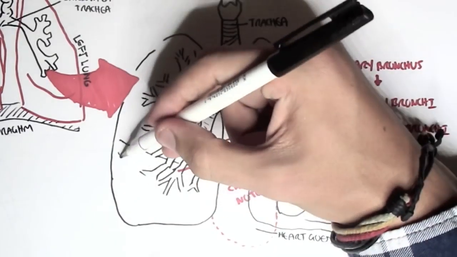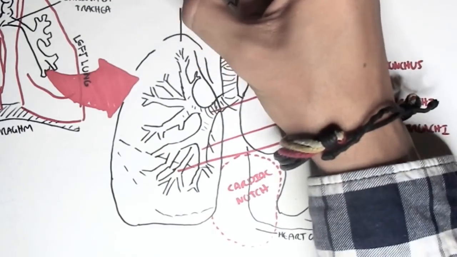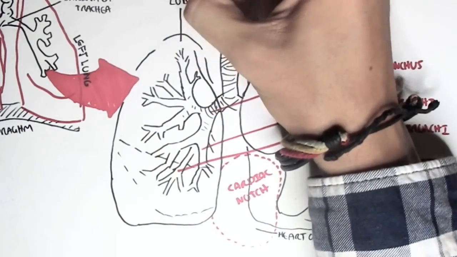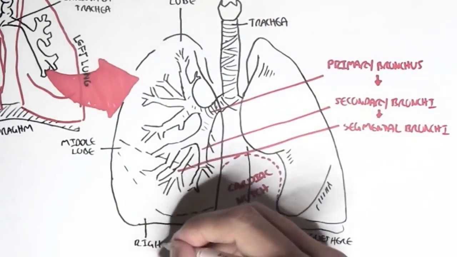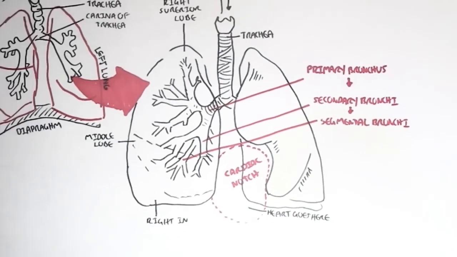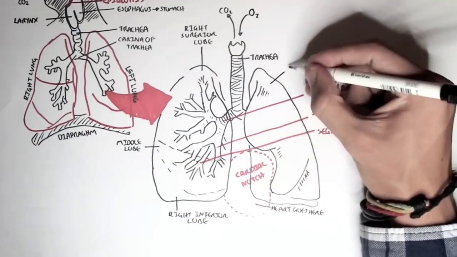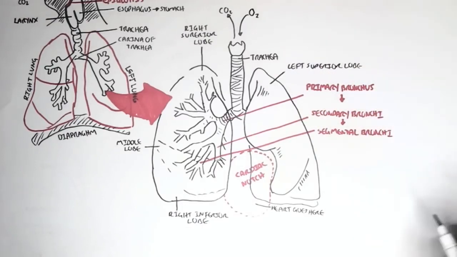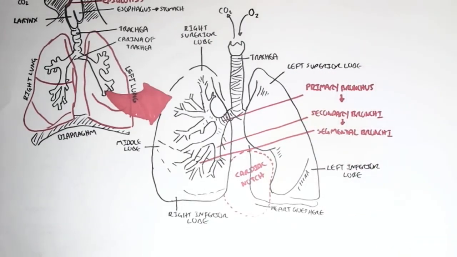Another thing to note is that the left lung and the right lung consist of different number of lobes making up the lungs, such as the right lung consists of a right superior lobe, a middle lobe, and an inferior lobe. So the right lung has 3 lobes, whereas the left lung only has 2. It has a superior lobe and it has an inferior lobe. So that's the other difference.